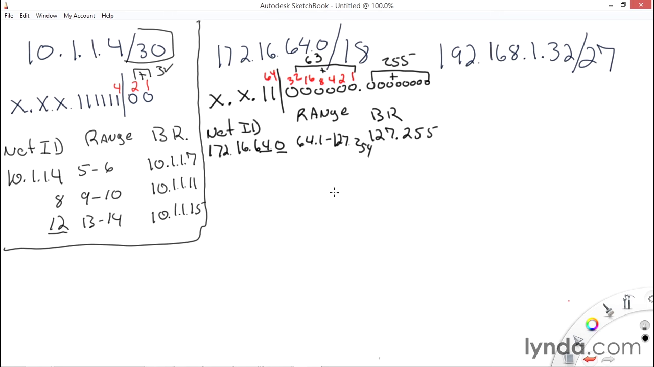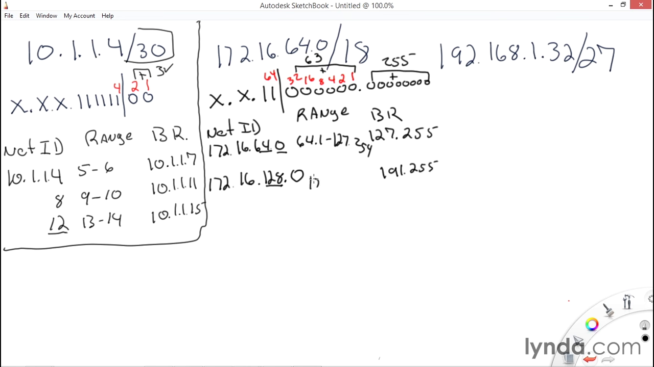The next network, since we're incrementing by 64 on the third octet, would be 172.16.128.0. Because what comes after 255? That's the maximum value of any given octet. It goes to 0 and turns this one up by 1 to 128. So now we do the same procedure. 128 and 63 is what? 191. And 0 and 255 is 255.